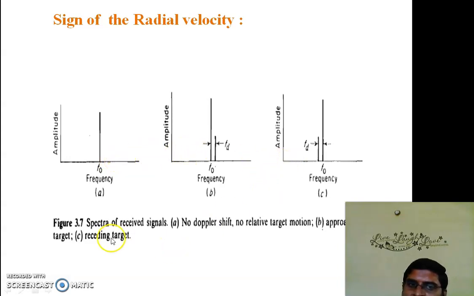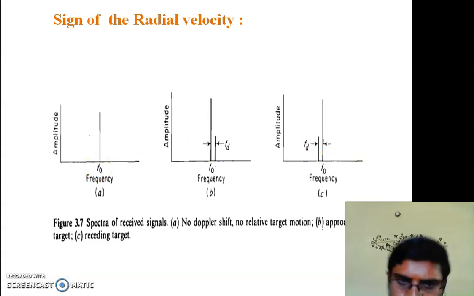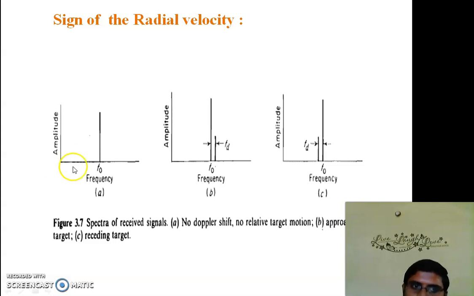For example, if the target is receding from the radar, that means moving away from the radar, then the Doppler frequency shift is minus, so the frequency of the echo signal is less than that of no Doppler frequency shift. Here, this is the frequency of the echo signal when there is no Doppler frequency shift. This is the frequency when the target is approaching the radar. This is the frequency of the echo signal when the target is receding from the radar.